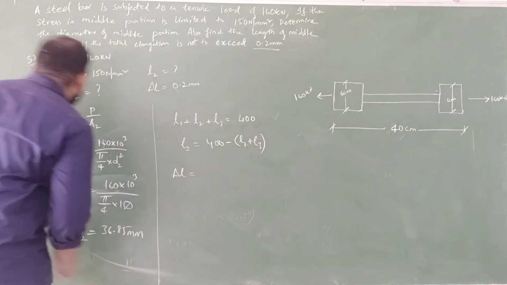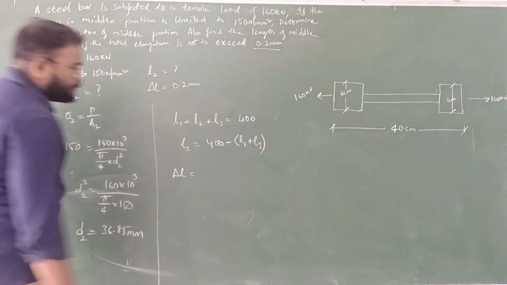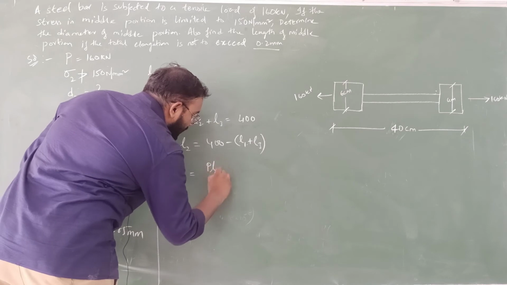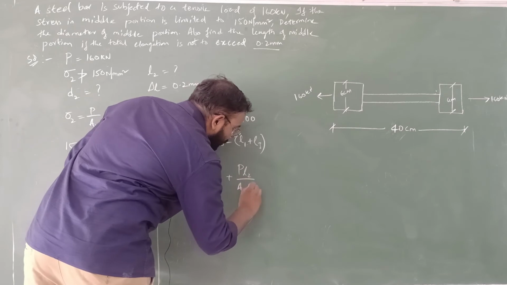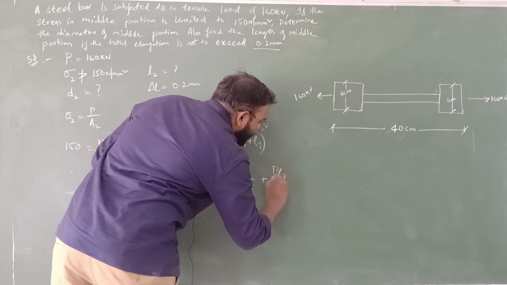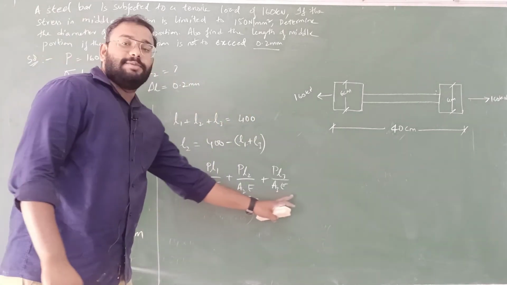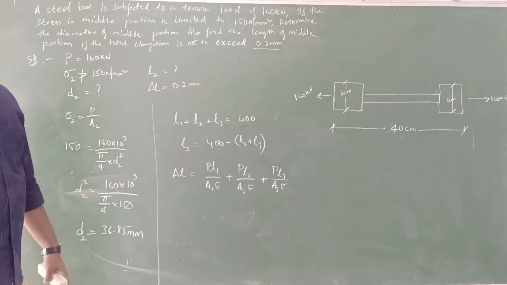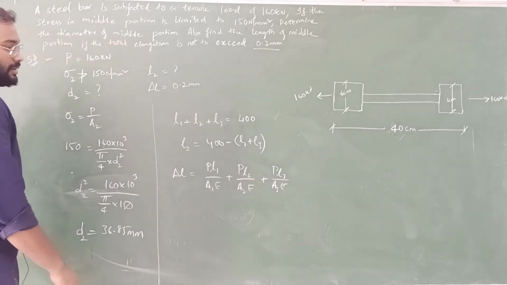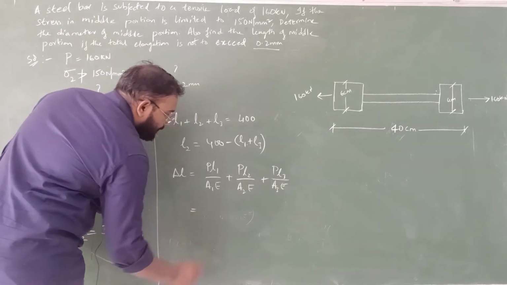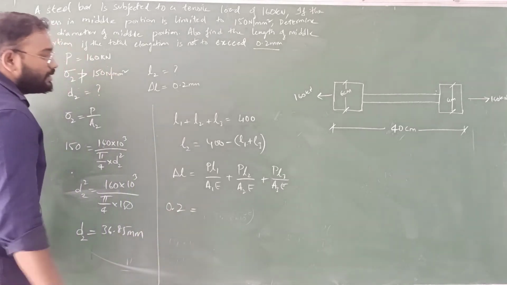So now I'll use the formula of delta L. What is the formula for delta L? Delta L is P into L1 by A1 into E plus P into L2 by A2 into E plus P into L3 by A3 into E. I can take E as the same because this is a complete steel bar, not a compound bar. E is the same for all the portions. Now this delta L is given to you, this is 0.2 millimeters.